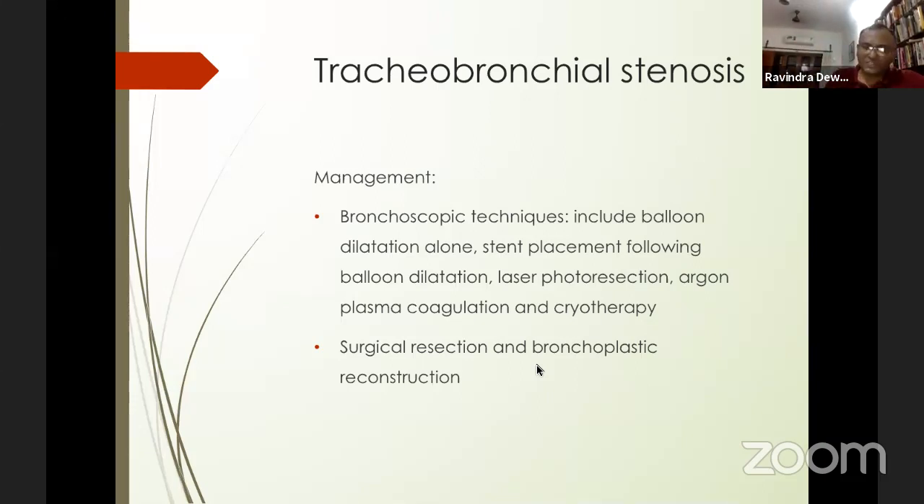But very often, especially in the left main bronchus, the lung distal to these bronchostenotic segments is so diseased that you may end up doing a pneumonectomy.